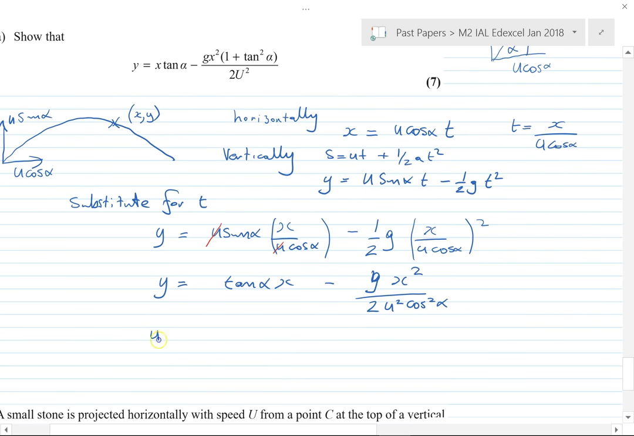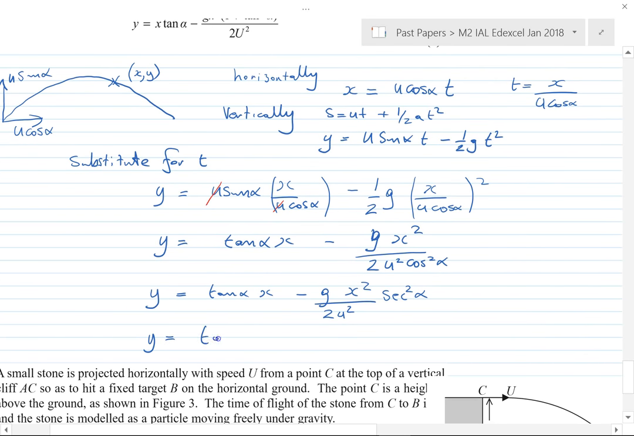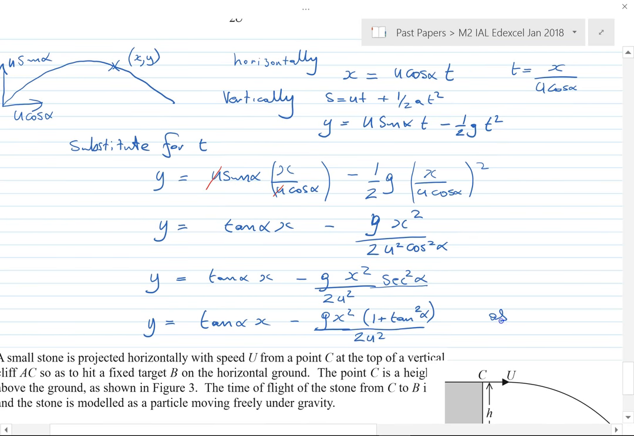Now we can then write that as tan alpha x minus g x squared over 2u squared sec squared alpha. We might as well use the fact that we do actually have knowledge of trig identities here. So we can just put in the 1 plus tan squared identity that we all know about. And that's it. Write it again over one thing like that, just to make it consistent with the way it's written in the question.